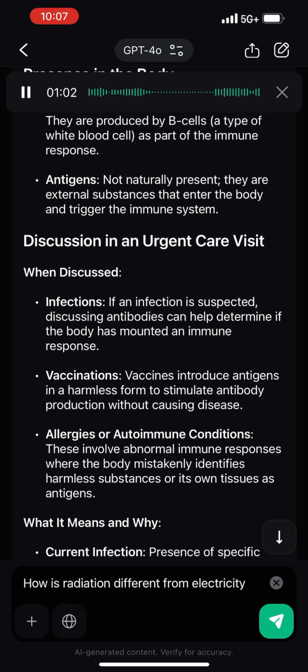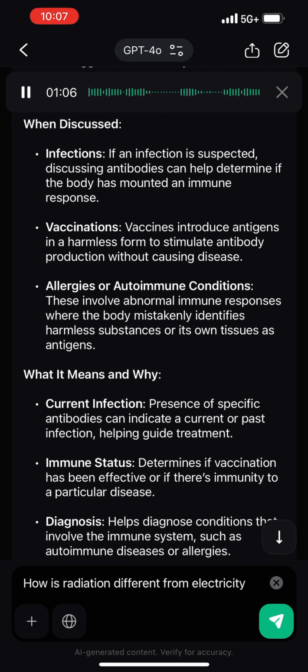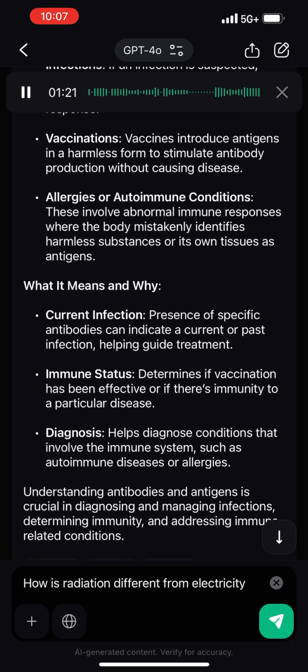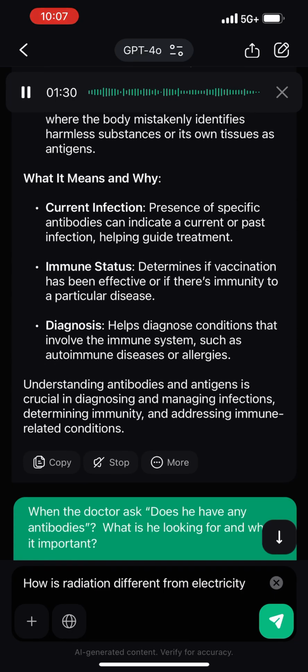Discussion in an urgent care visit, when discussed. Infections: if an infection is suspected, discussing antibodies can help determine if the body has mounted an immune response. Vaccinations: vaccines introduce antigens in a harmless form to stimulate antibody production without causing disease. Allergies or autoimmune conditions: these involve abnormal immune responses where the body mistakenly identifies harmless substances or its own tissues as antigens.